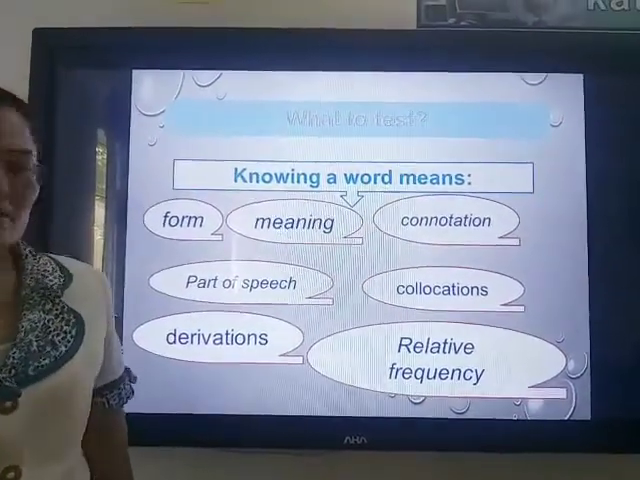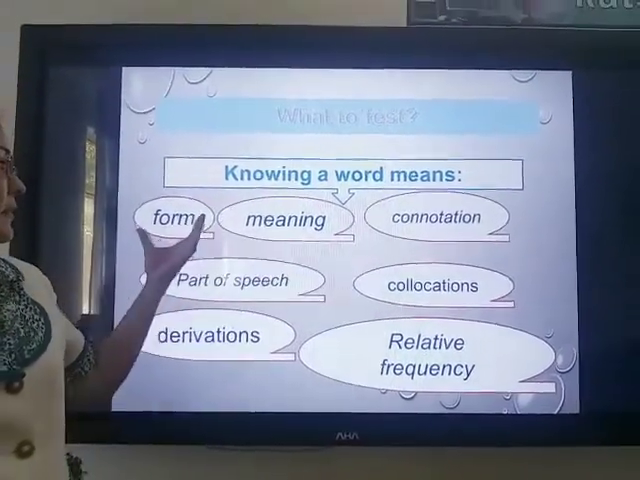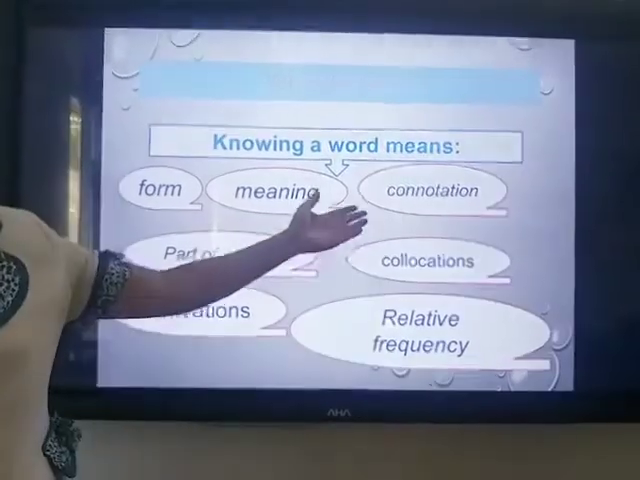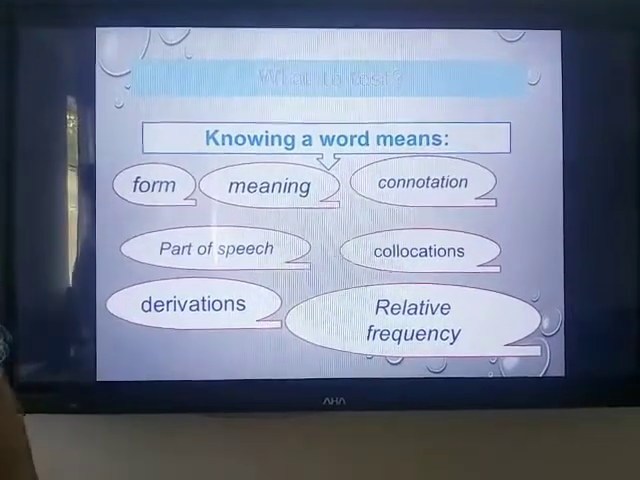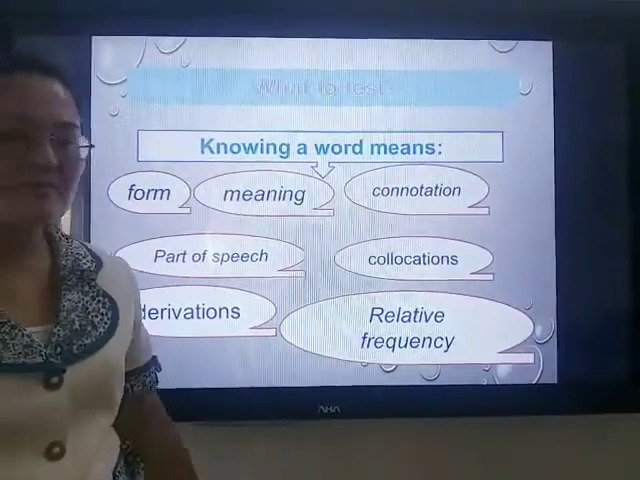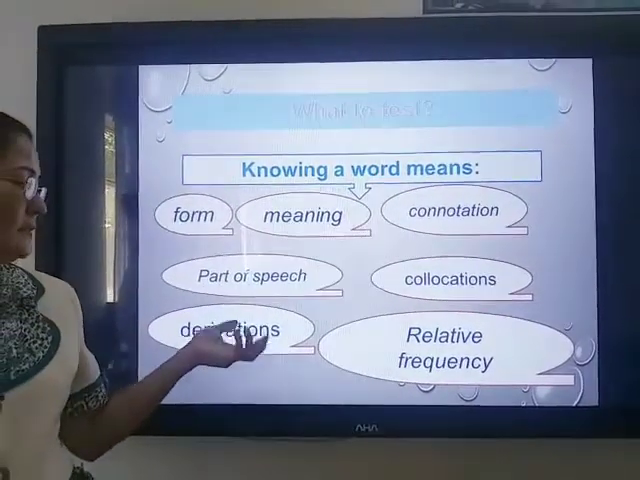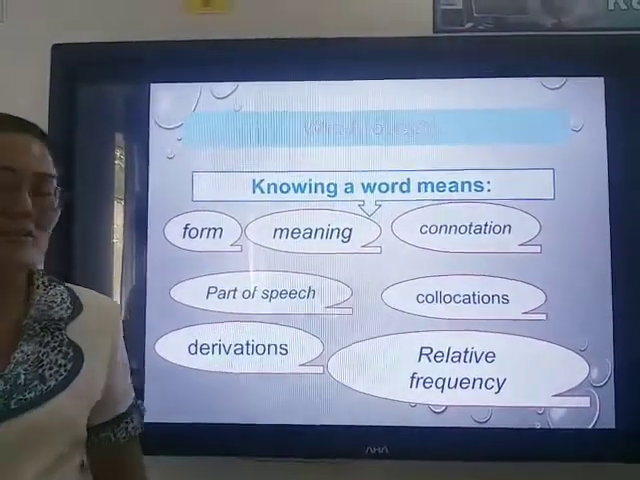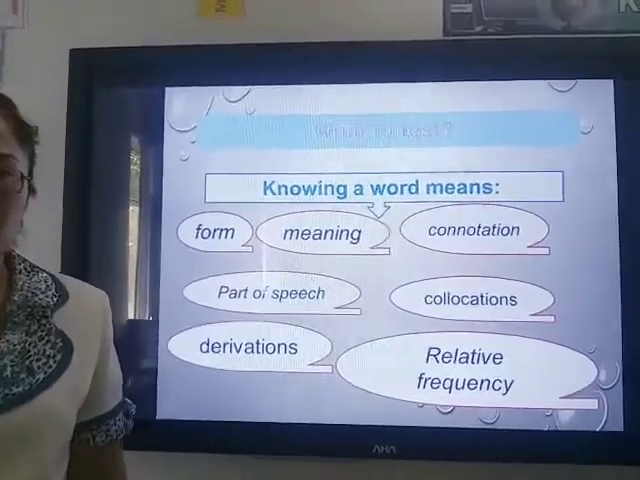What to test? Knowing a word means knowing the form of the word, the meaning of the word, its connotation, its grammatical features, its collocations or its derivations or its relative frequency. Form, meaning, connotation, parts of speech, collocations, derivations, relative frequency of word. These are the aspects of word knowledge.